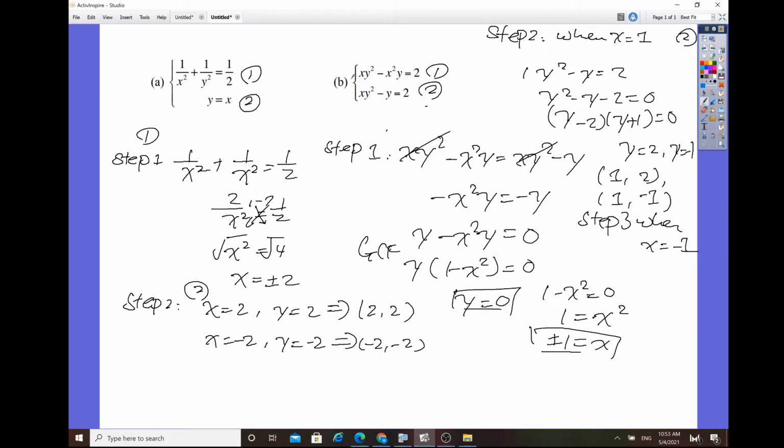Plugging a number back here, we do have negative y squared minus y equals 2, back in the second equation. What we found here is y squared plus y plus 2 equals 0, and this one is non-factorable. Also, if you try to solve for y here, you'll get an imaginary solution. And how do I know that's imaginary? It's because of the discriminant.